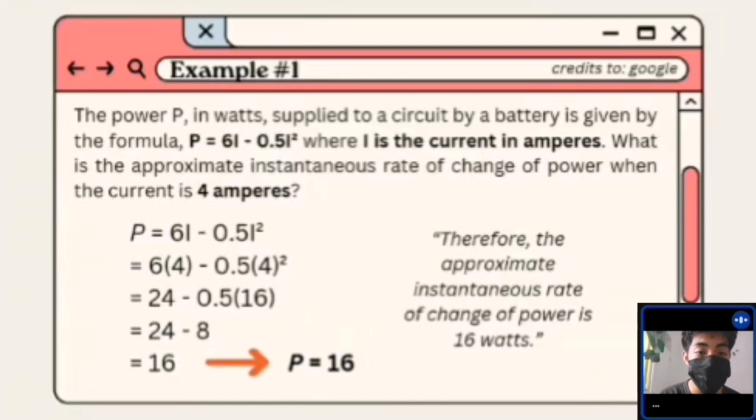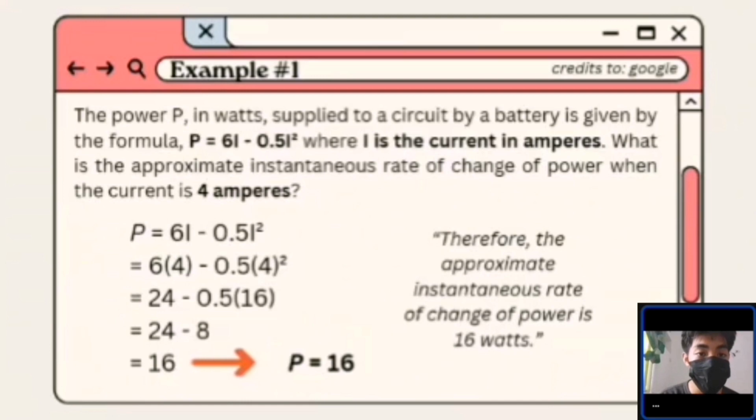Okay, so for example 1 of instantaneous rate of change, the problem is: the power P in watts supplied to a circuit by a battery is given by the formula P equals 6I minus 0.5I squared, where I is the current in amperes. What is the approximate instantaneous rate of change of power when the current is 4 amperes?